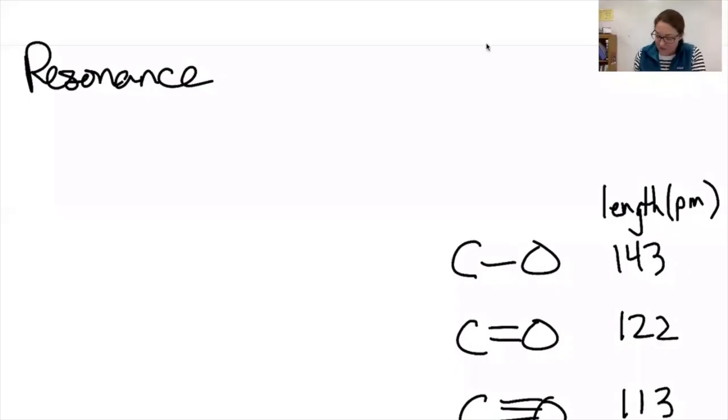We're going to talk now about the concept of resonance. We know something is a resonance structure if you get to choose where to put the double bond. Let me explain. Suppose I was making a Lewis structure for O3.